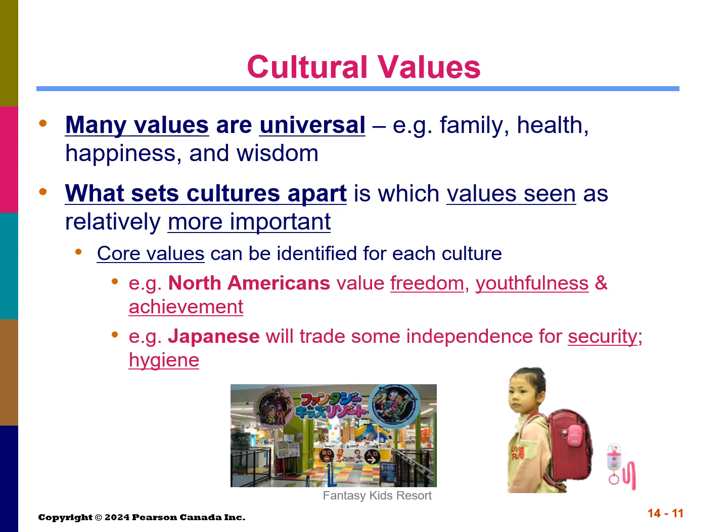Many values are universal. For example, the importance of family, health, happiness, and wisdom. What sets cultures apart is which values are seen as being relatively more important, how they're prioritized. Core values can usually be identified for each culture. For example, North Americans value freedom, youthfulness, and achievement. On the other hand, the Japanese will trade some independence for security and hygiene.